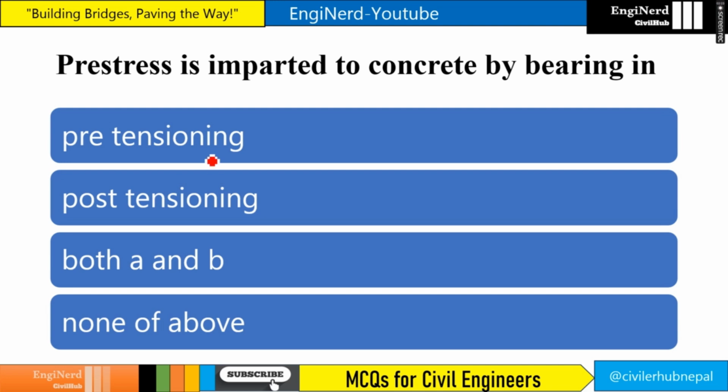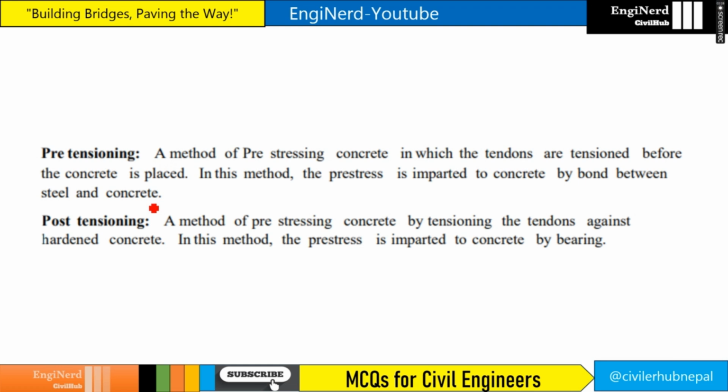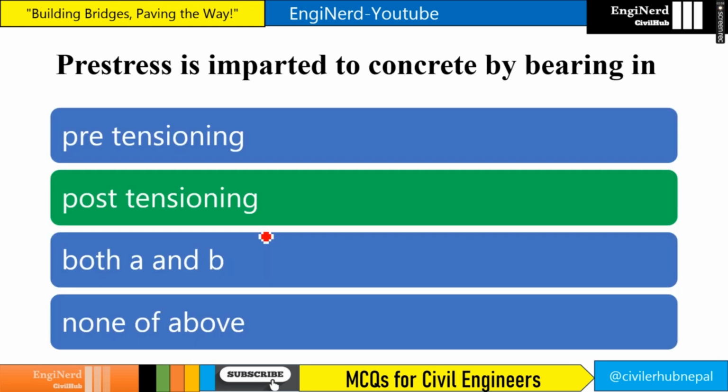Next, pre-stress is imparted to concrete by bearing in. So let's see. Post-tensioning is a method of pre-stressing concrete by tensioning the tendons against the hardened concrete. So it is done after the concrete is hardened, right? By providing ducts and then grouting it after providing the tensioning. In this method, the pre-stress is imparted to concrete by bearing. So we need a proper bearing in order to transfer the anchorage force effectively and not affect the concrete, right? So our answer will be post-tensioning.